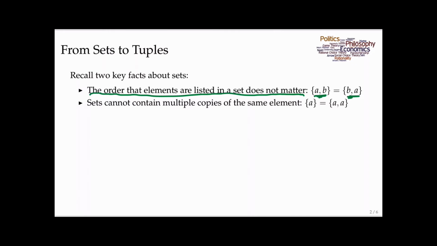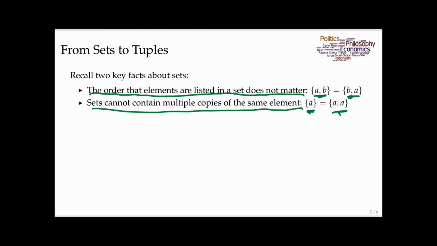And for a similar reason, sets cannot contain multiple copies of the same element. So the set consisting of just A is really the same thing as the set where you try to write A down twice. In fact, this set consists of an element, namely A. This set also consists of an element, just A.